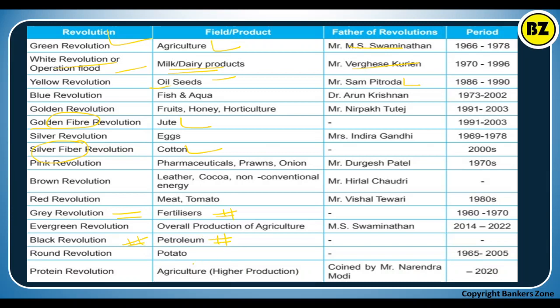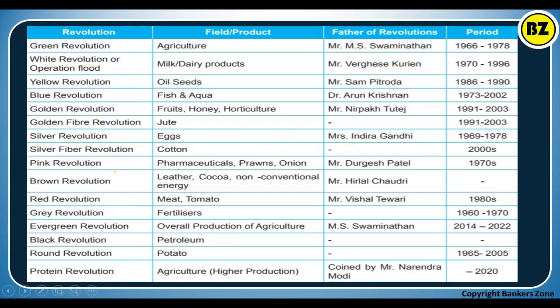Okay, and the recent development you can easily remember: protein for agriculture higher production by our Prime Minister Narendra Modi. Okay, so in this way at least you should remember. And you can easily remember also Miss Indira Gandhi, right? Only the lady here, the mother of the revolution, and obviously you can easily remember, that's why for egg production, it is called the silver revolution.